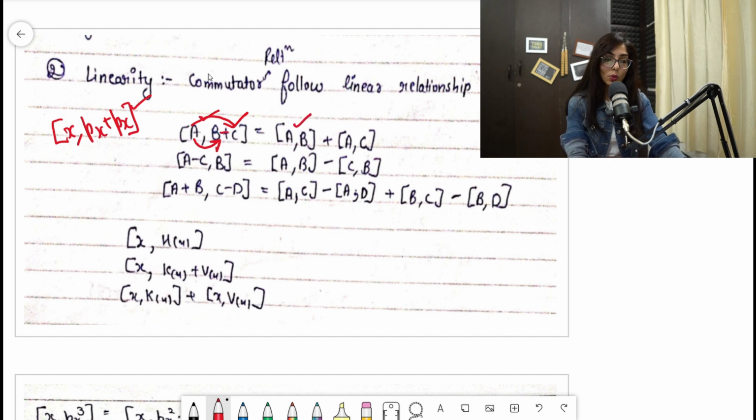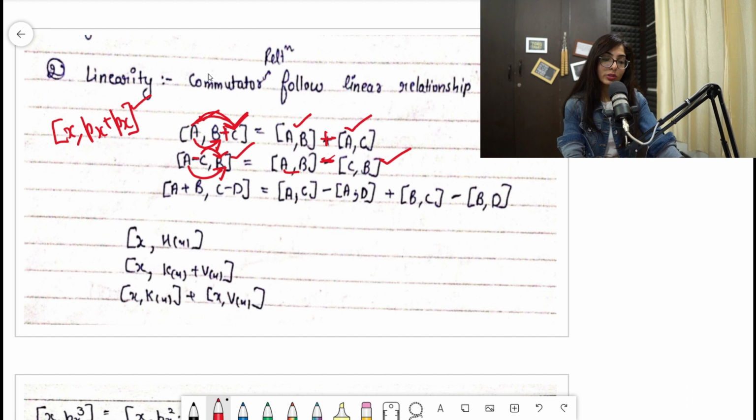Then plus is there, so I will simply write plus. Now I take the second couple, a with c, so I will write [a, c]. Similarly for another example, [a, b - c]: I take a with b, that will become [a, b], and then minus is there, so you write minus and then [c, b]. Can you see how easy it is? You only need to talk about the pairs.